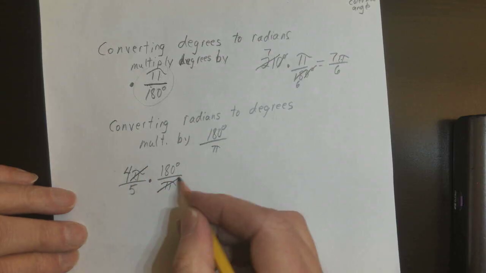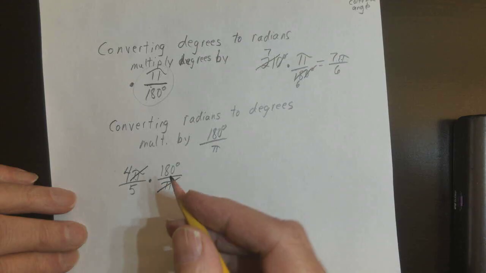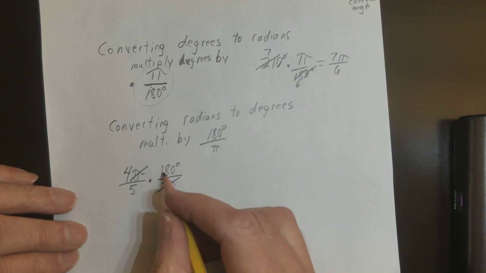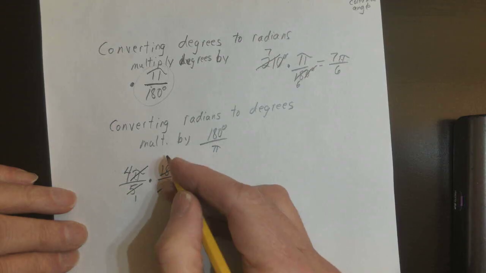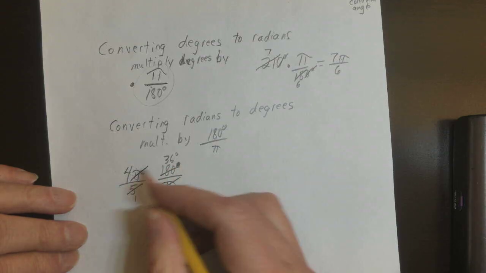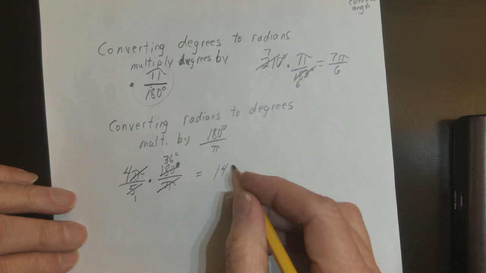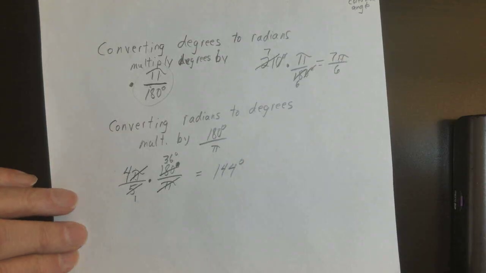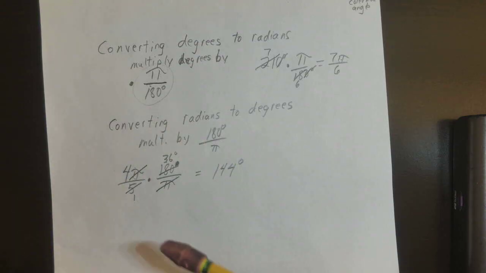So I'm going to cancel out the pi's. 180 degrees, if I divide 180 by 5, 5 divided by 5 is 1. 180 divided by 5 is 36. 4 times 36, and notice it's just 1 on the bottom, so I'm just going to write that as 144 degrees. Okay, that just pretty much encapsulates what we did in class.